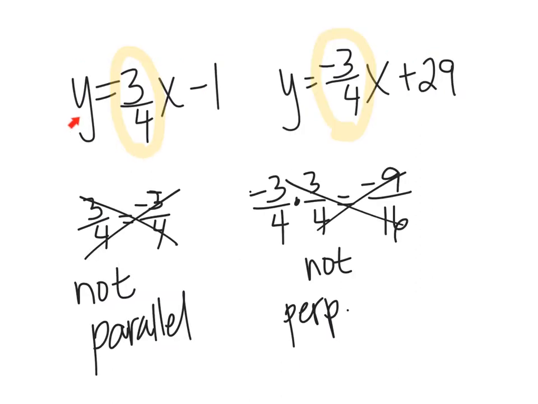Here we have y equals 3/4 x minus 1 and y equals negative 3/4 x plus 29. So here's a negative 3/4 and a positive 3/4. Well, they're not equal, so these are not parallel lines. And when we multiply them together, we do not get negative 1. So therefore, it's not perpendicular. So these would be intersecting but not perpendicular, or I often say neither. I think the STAR test is going to say intersecting but not perpendicular.